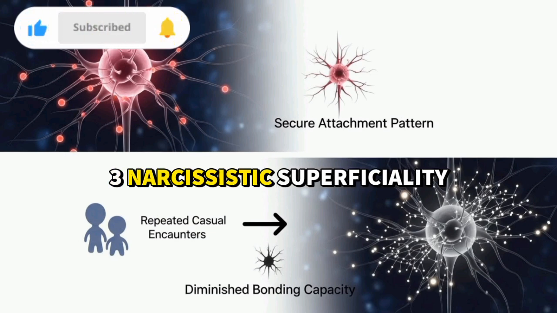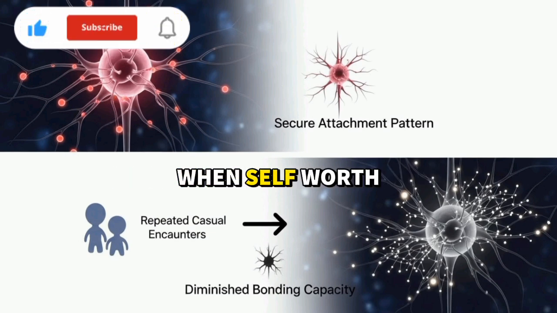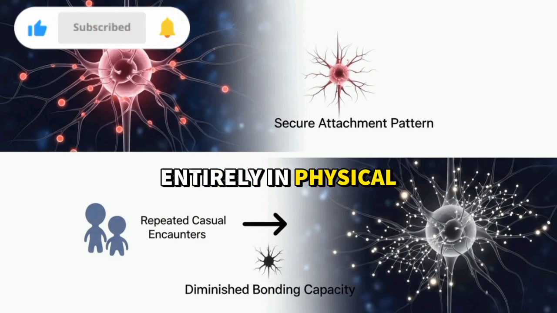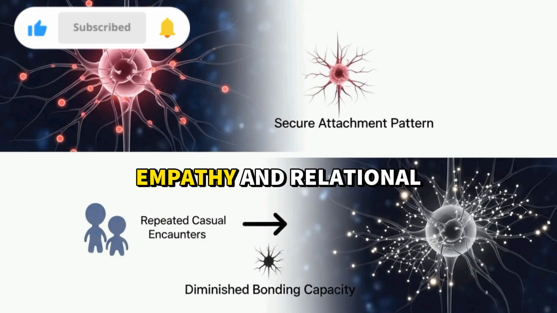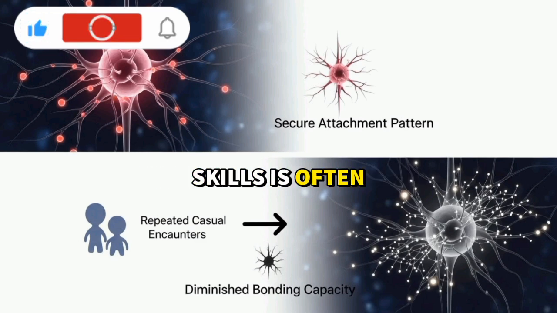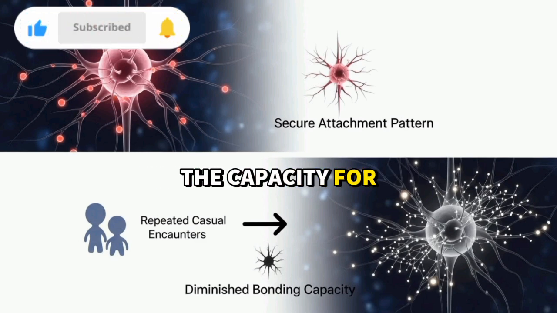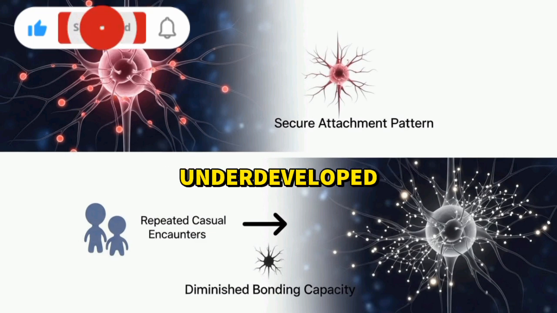3. Narcissistic superficiality. When self-worth is rooted entirely in physical appearance and the applause of strangers, the development of character, empathy, and relational skills is often neglected. The capacity for private, intimate bonding is underdeveloped.